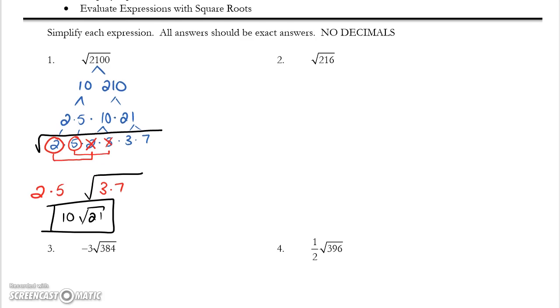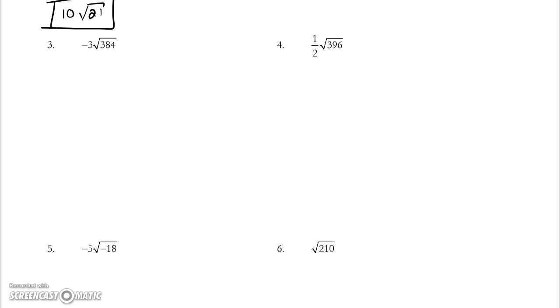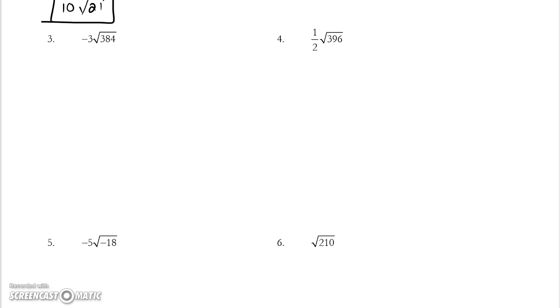You're going to do number 2 on your own here in just a second. Let's take a look at number 3. This is the same concept, except I already have a number out in front. So that means when I get down to my last few steps down here, I know that that's already a number that's going to be out here, plus whatever I pull out as my factors of 384.